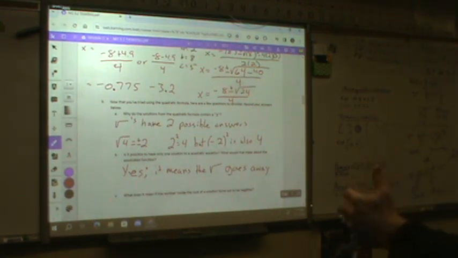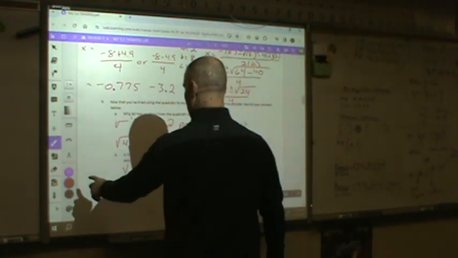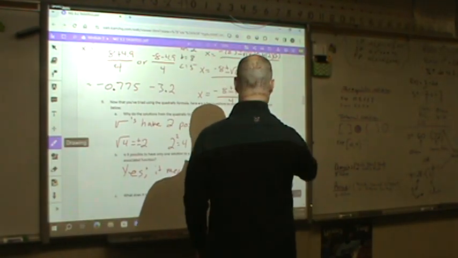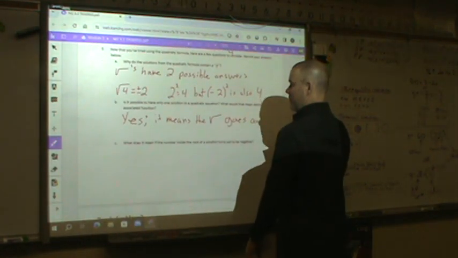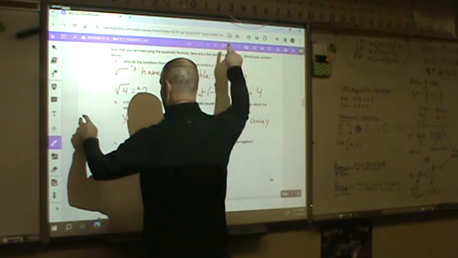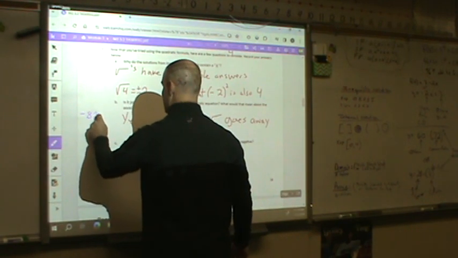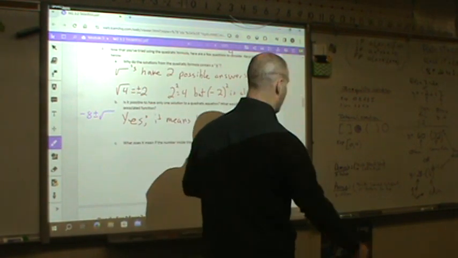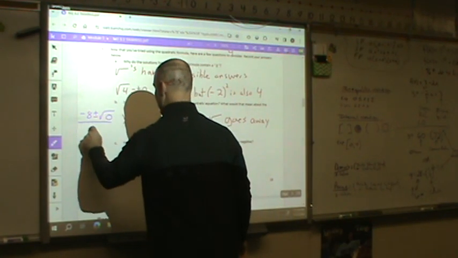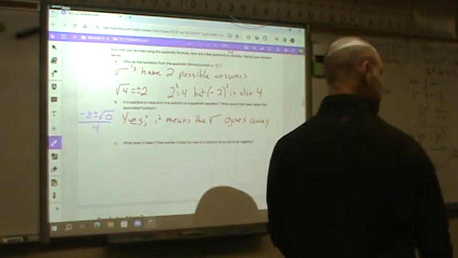Well, what do you mean? Let me give you an example. I'm going to give you an example over here on the left side of your paper. Using the answer we got up there, minus 8 plus or minus, but instead of it being the square root of 24, it's going to be the square root of 0 divided by 4.